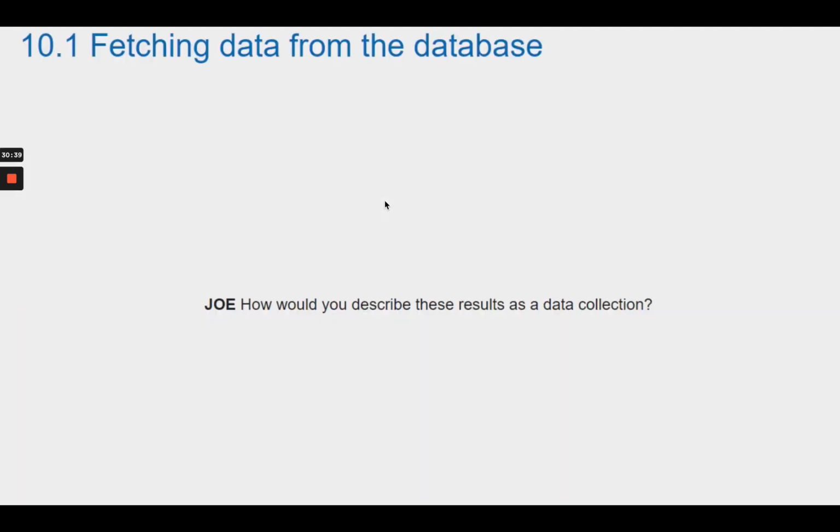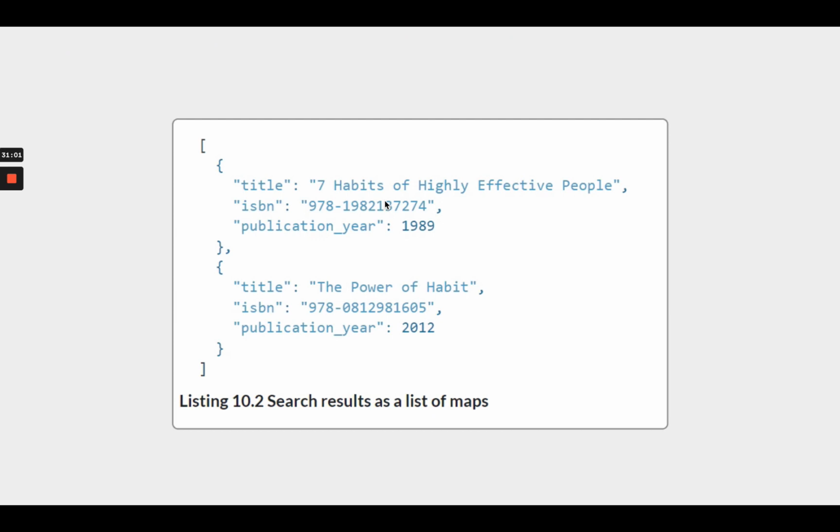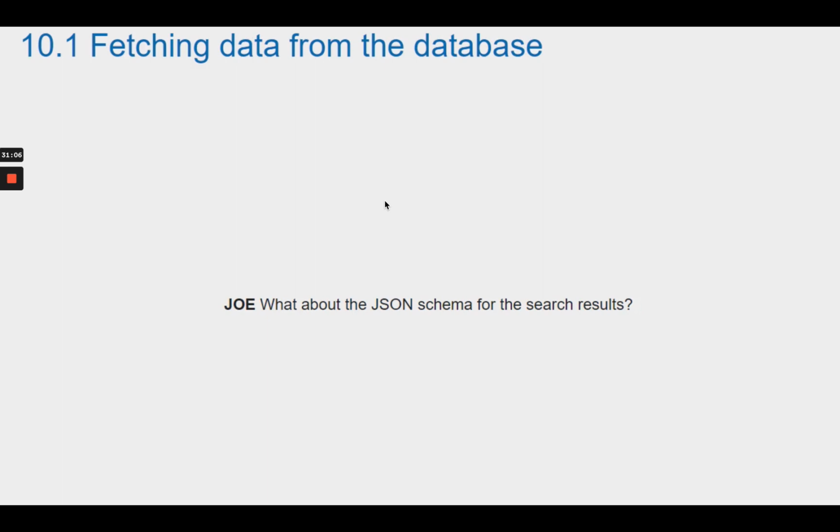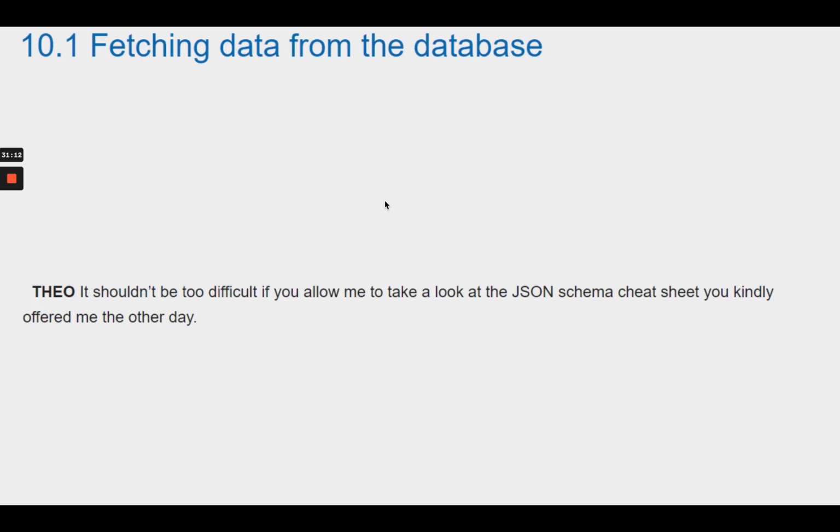Joe: How would you describe these results as a data collection? Theo: I would say it's a list of maps. Tip: in DOP, accessing data from a NoSQL database is similar to the way we access data from a relational database. Joe: Right. Now, can you write the search results as a list of maps? Theo: It doesn't sound too complicated. How about this? Joe: What about the JSON schema for the search results? Theo: It shouldn't be too difficult if you allow me to take a look at the JSON schema cheat sheet you kindly offered me the other day.